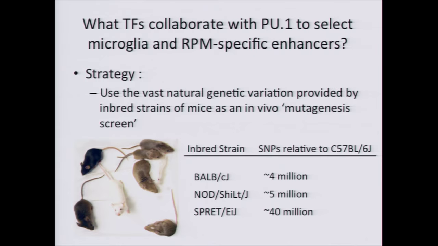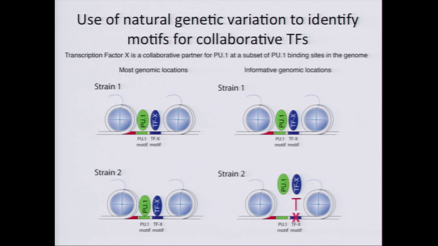And now we're going to build on this concept that I told you about of using natural genetic variation. In the first instance, we used natural genetic variation basically as a way of testing the model. But now we're going to actually try and use it as a way of discovering what the collaborative factors are. And we're going to extend the amount of genetic variation that we use from a single mouse to many mice. And we're going to take advantage of a lot more genetic variation here, using up to 40 million SNPs that are provided by SPRET. And the basic idea of what we're going to try and do is shown here.